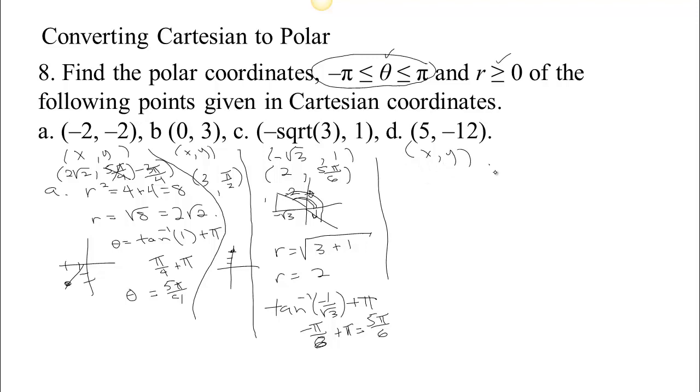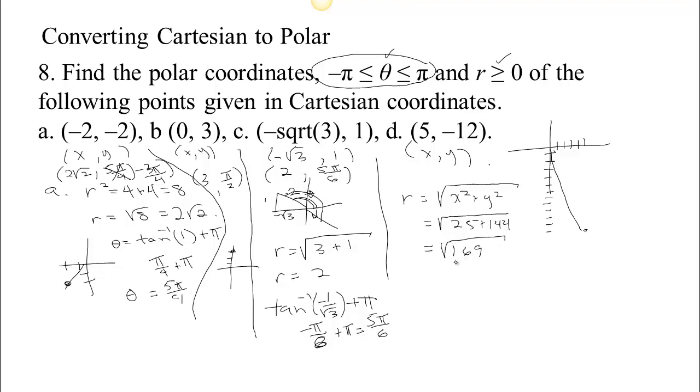Okay, what about D here? We have this point, we're walking forward 5 and down 12. Okay, so we've got this location here. So we can calculate the radius. If we want a positive radius, we can do the positive square root of x squared plus y squared, which is going to be the square root of 25 plus 144, which will be the square root of 169, which is 13. So we know in this case that the radius is 13.